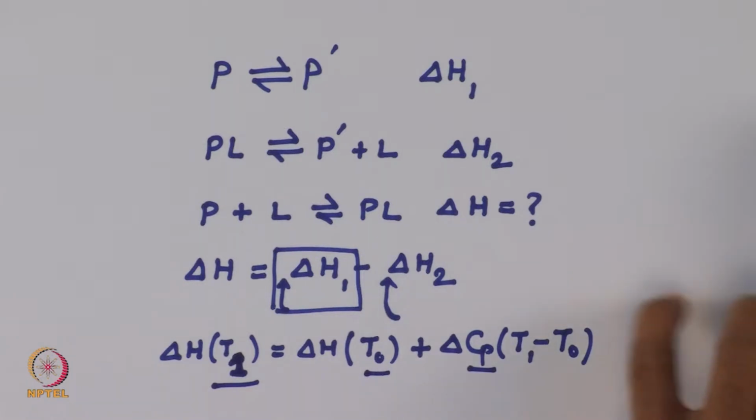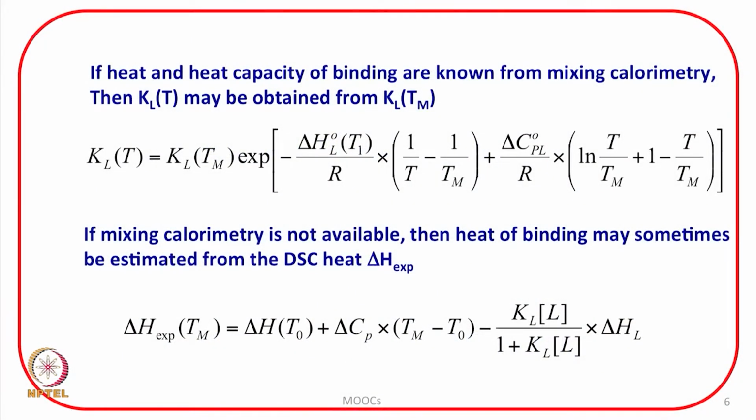Now, let us go back to the slide and take a look at this. This is what is done in this part. Just take a look at delta H T0 plus delta Cp into Tm minus T0. This is delta H1. And for the ligand binding part, when we talk about the unfolding of the ligand bound protein, then the fraction of the protein which is ligated is KL into concentration of L divided by 1 plus KL into concentration of L, multiplied by the enthalpy of ligand binding.